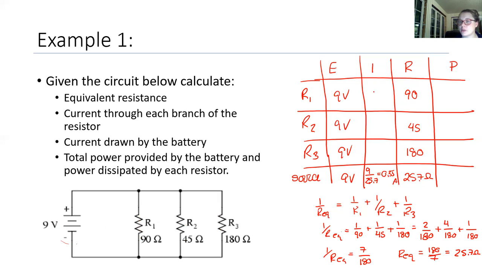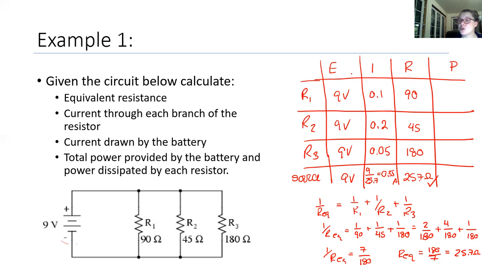Current: 9 divided by 90 is 0.1. 9 divided by 45 gives us 0.2. And 9 divided by 180 gives us 0.05. 0.1, 0.2, and 0.05, all three of them add up to 0.35. That means we calculated our resistance correctly. So the resistance is the one that's tricky to calculate in parallel. That's the hard one. The rest of it's easy.